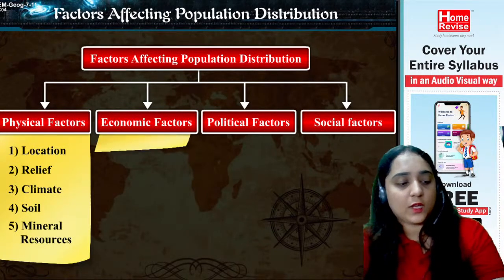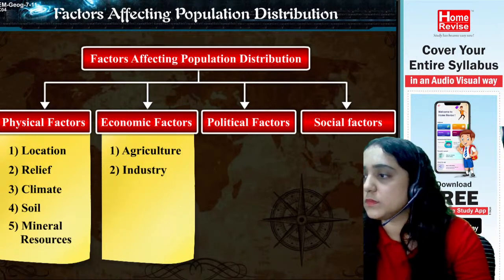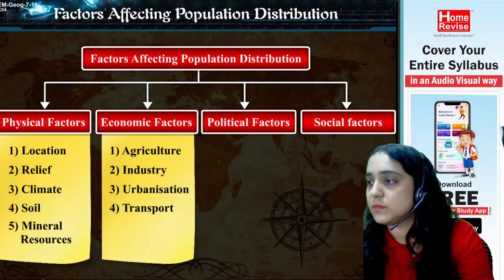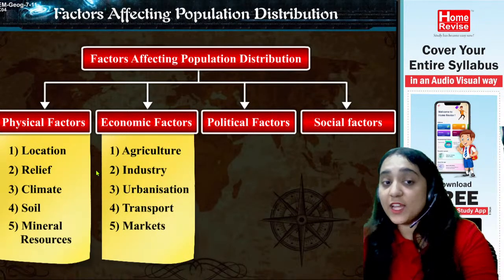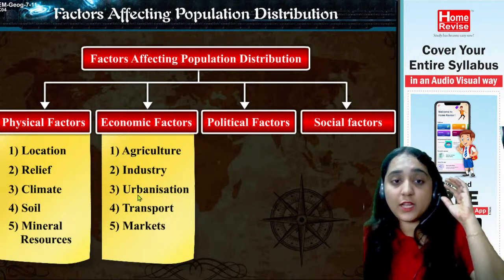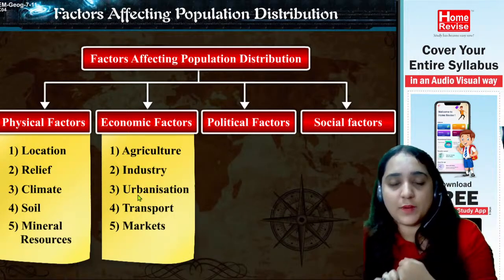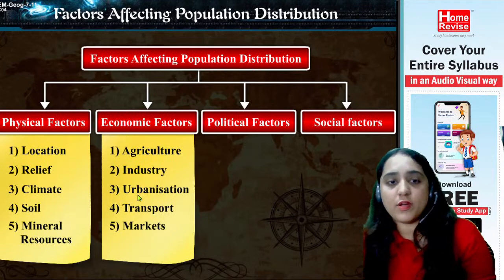Now moving on to the economic factors. 1. Agriculture, 2. Industry, 3. Urbanization, 4. Transport, 5. Markets. Yes, economic factors are also important. If we think economic factors as in money-wise, then basically we have to think about the agricultural part, the industry part, urbanization, transport, markets.